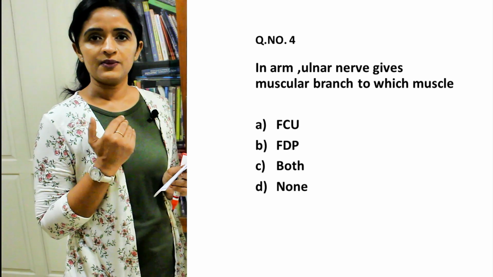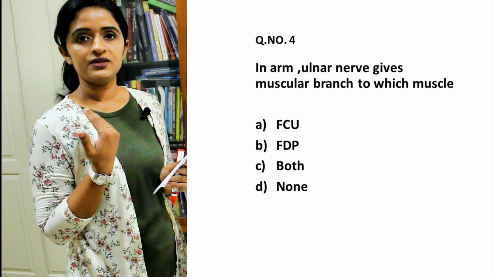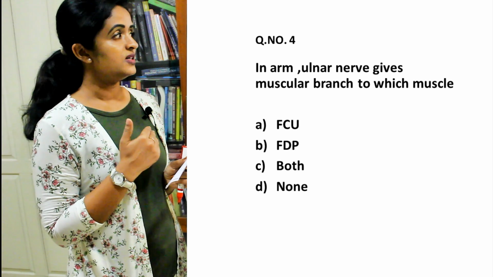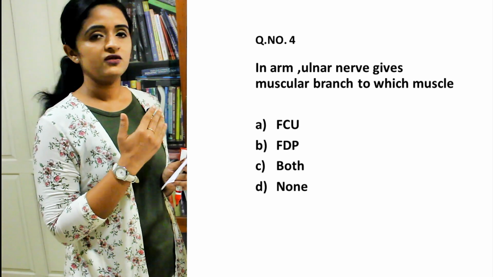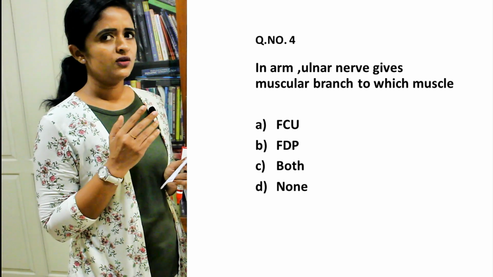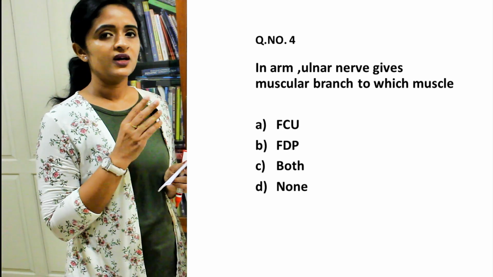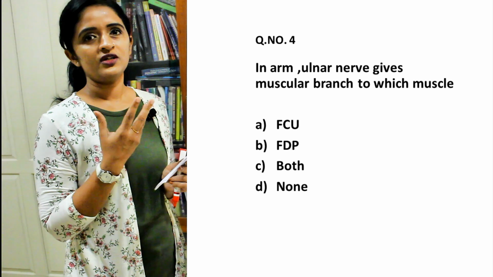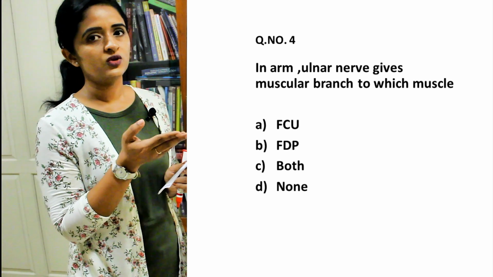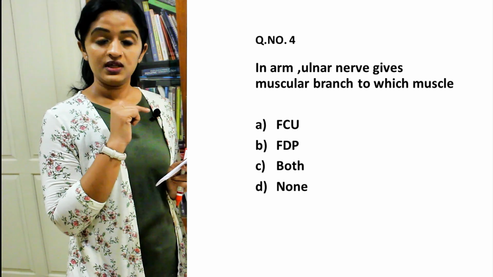First option, flexor carpi ulnaris. Second option, flexor digitorum profundus. Third option, both. And fourth option, none. So if we see both the muscles, sometimes we might have a thought like it could be one, it could be both, but here we have to think again.